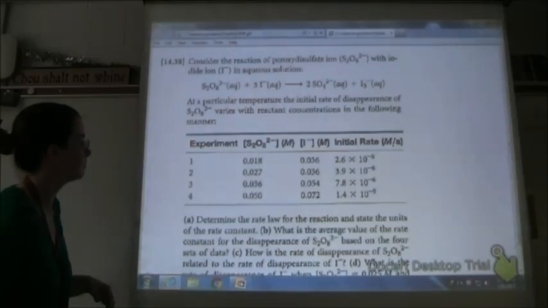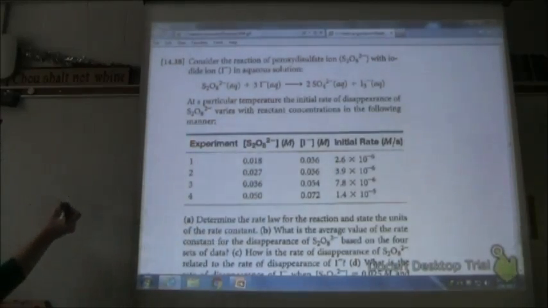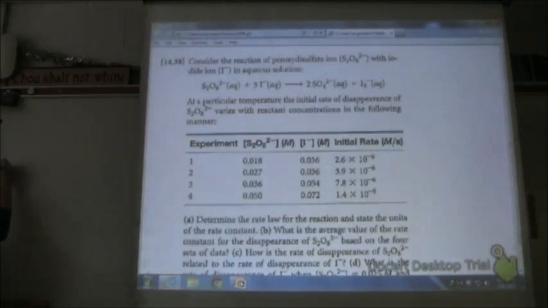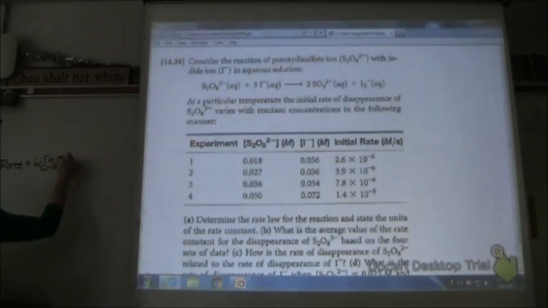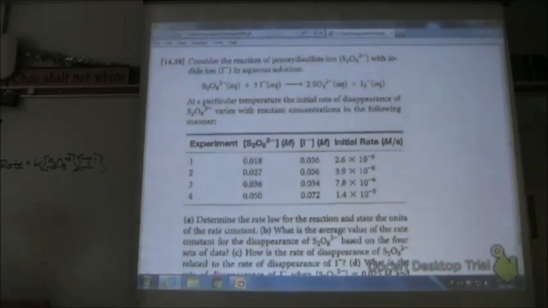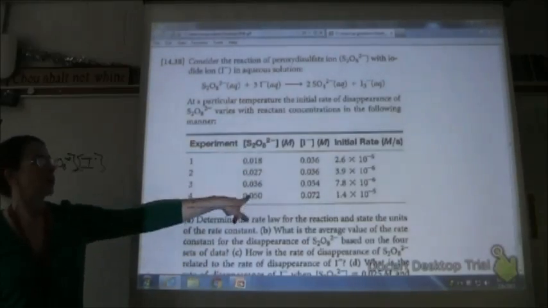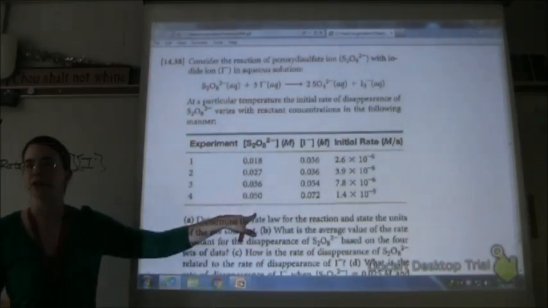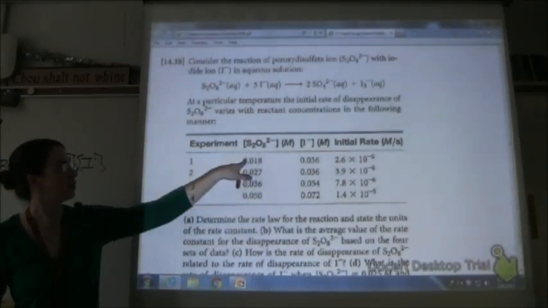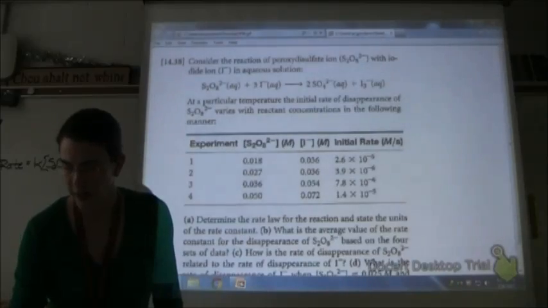Okay, no big deal. Before you even look at the chart, we're going to start writing it out. Rate equals first reactant, second reactant. Our job is to come up with those exponents. Okay, fine. One reactant at a time. Let's deal with this guy first. Which two lines should we compare? 1 and 2. Okay, sounds good.